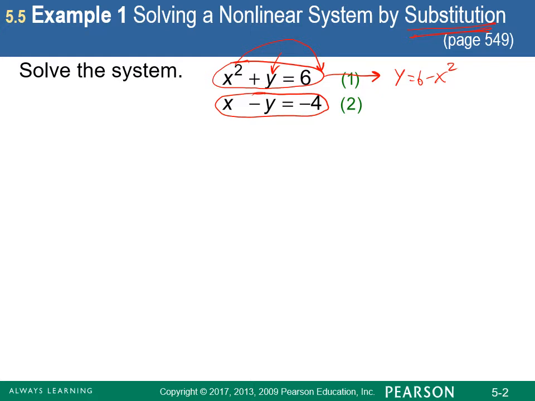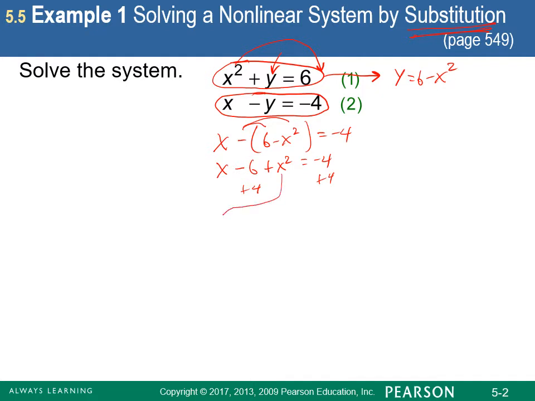And then, of course, the technique of substitution says we want to use the other equation, and in place of the y, we want to substitute the 6 minus x squared. And so there's an equation for us to solve now. So getting rid of the parentheses by distributing the minus sign, we can then add 4 to both sides. We'll put things in a little bit more standard order.